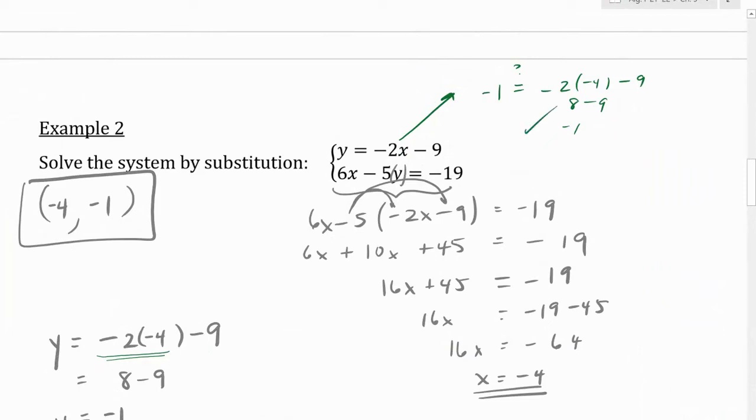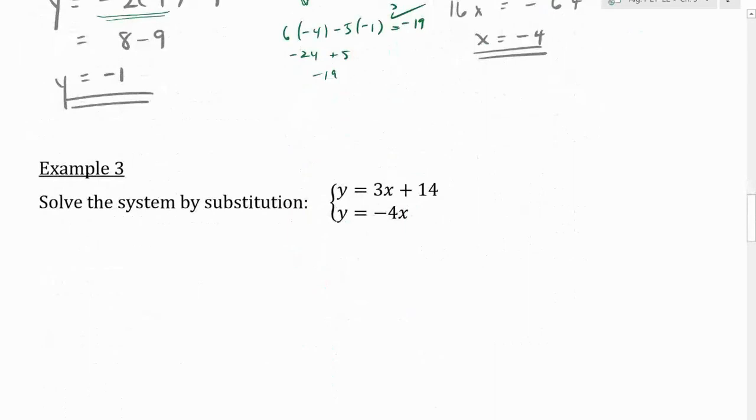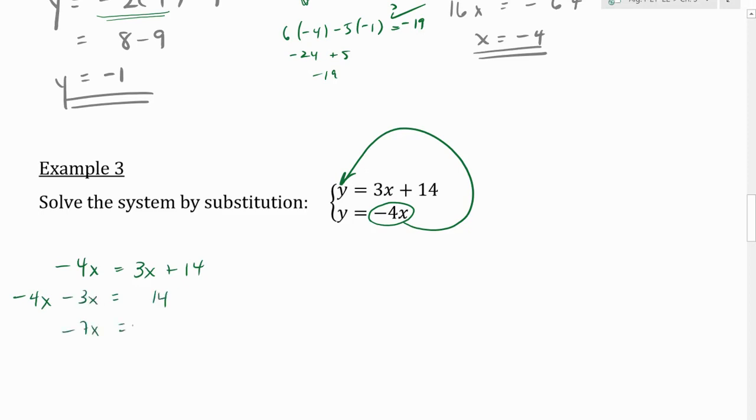So that is true. If I plug it into this one, 6 times the x minus 5 times the y, does that equal negative 19? It sure does. And I know I'm good. Okay, all right. So this one, again, this is what y is. So let's plug it in where y goes. So negative 4x is 3x plus 14. Let's say we get the x's on one side, constants on the other. If I divide both sides by negative 7, I'm going to get negative 2.